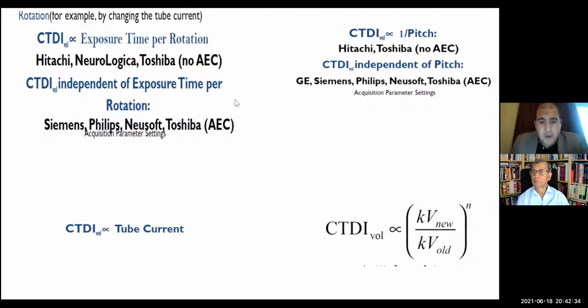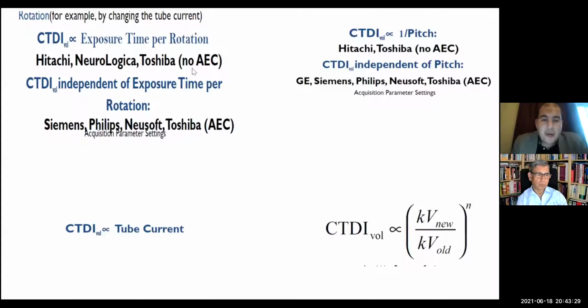But here, on using automatic exposure control, if you want to check the displayed CTDI volume, it becomes independent of exposure time. Why? Because when you change the exposure time or rotation time, and you also select automatic exposure control, the machine itself will change another parameter like pitch or milliampere, to give you the same image quality you need, to make an optimization of the dose. So take care of this point if you want to design a protocol for CT using automatic exposure control. Give the machine, Toshiba, Philips, Siemens, the responsibility to change the parameters to give you the image quality you need.